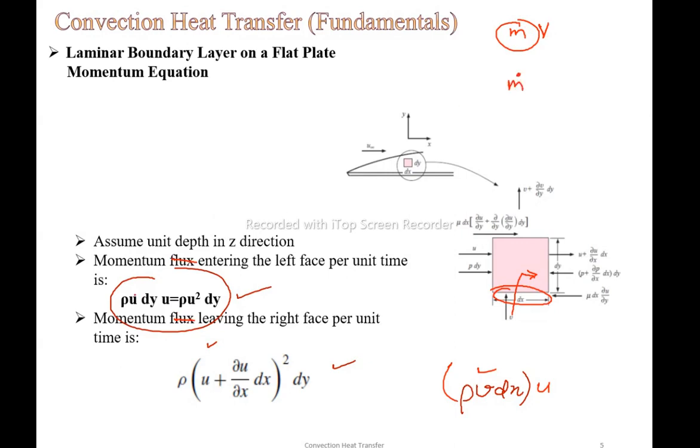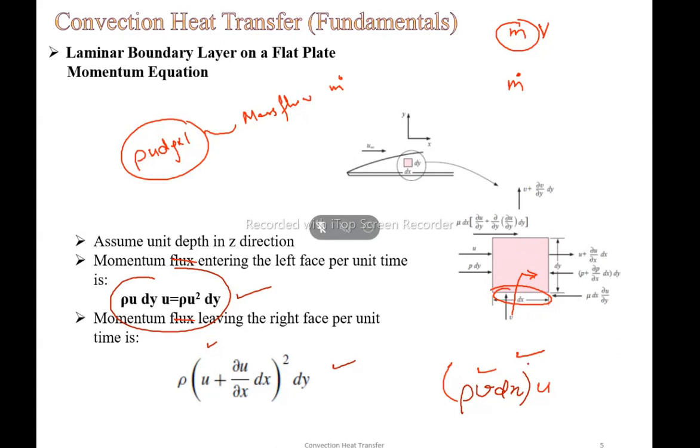So if you recall, this is nothing but this. What is this thing? This is your mass flow, taken as M dot. So it is momentum entering the left face per unit time, something like this. Now you have momentum entering the bottom face per unit time, so it could be like this. Likewise, using Taylor expansion, you can find momentum leaving the top face per unit time. Please note this slide.